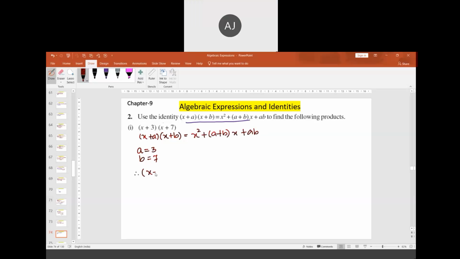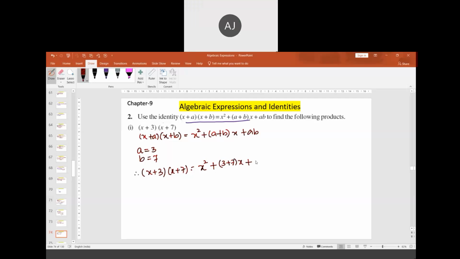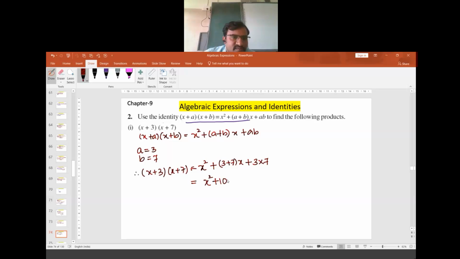Therefore, x plus 3 into x plus 7 will be equal to x square, it remains the same, plus instead of a plus b, we consider 3 plus 7 into x, plus 3 into 7. So x square plus 10x plus 21.